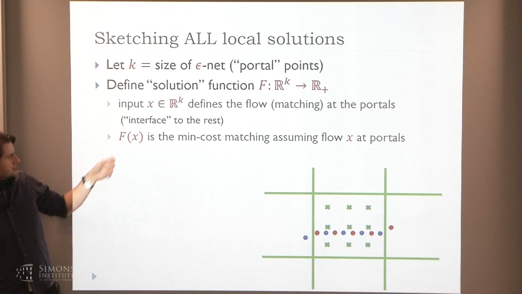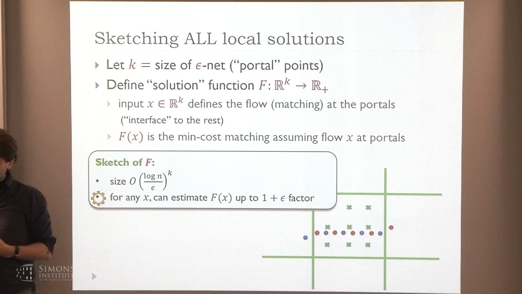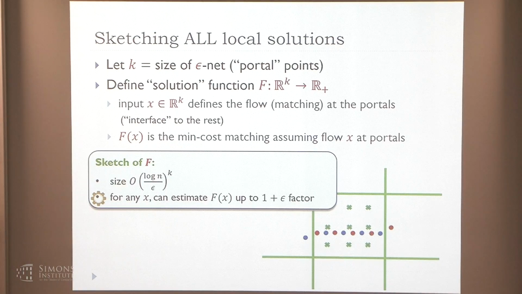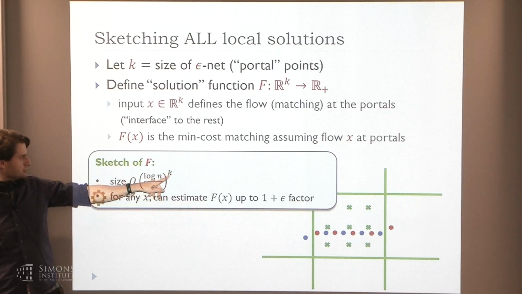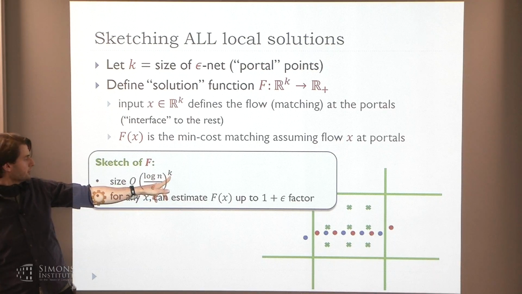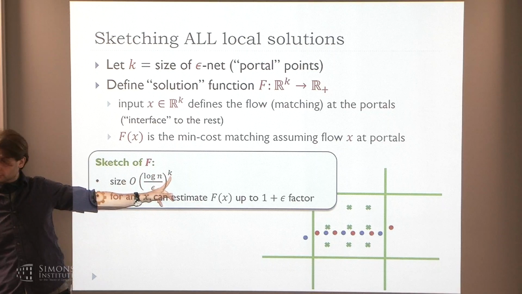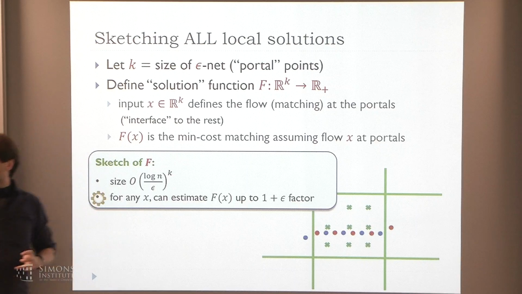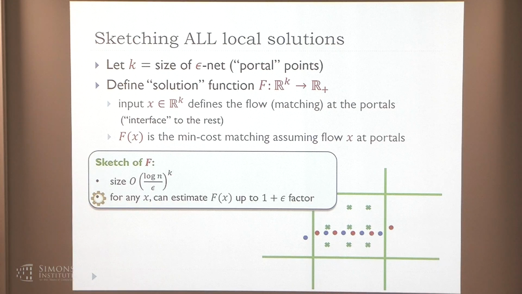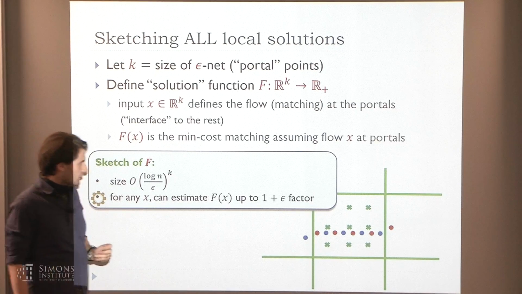Now the idea is to sketch this function f, and it turns out that you can sketch the entire function f. The size will be something like logarithmic, log n by epsilon to the power k. So in particular, it will get an exponential in one over epsilon dependence. Not particularly good, but I don't know if this is optimal or not. Perhaps one can do better. But given such a sketch, you can estimate this function up to a 1 plus epsilon approximation.